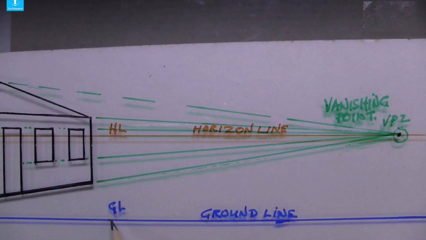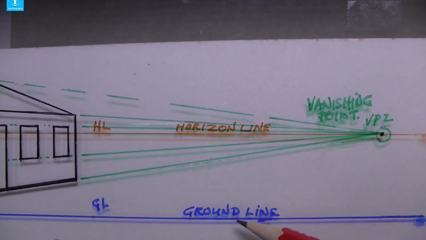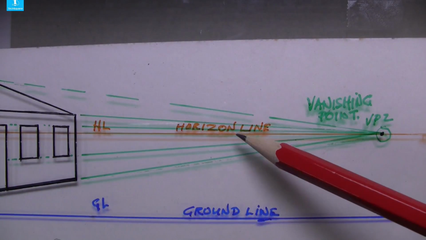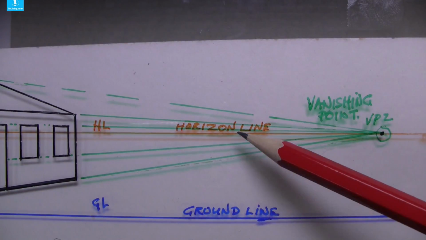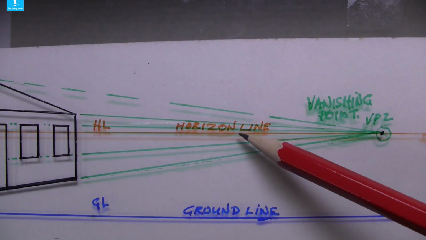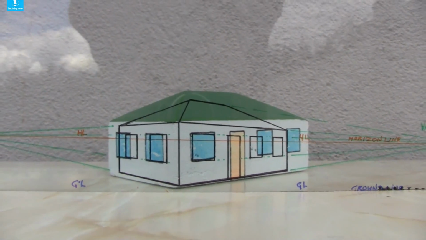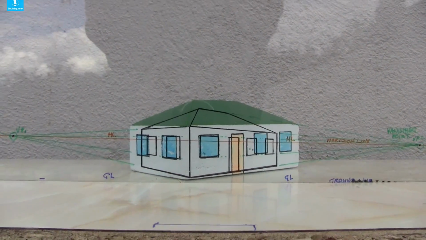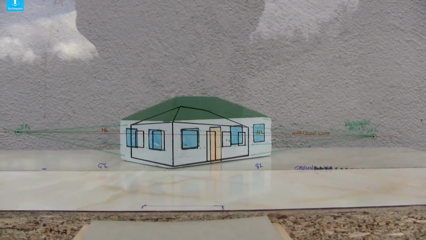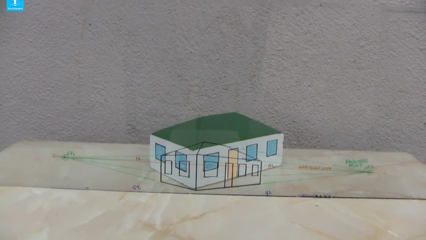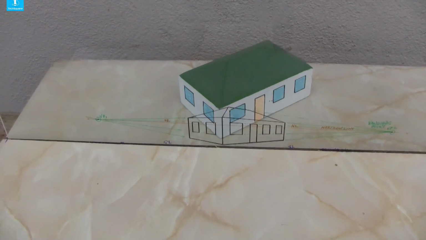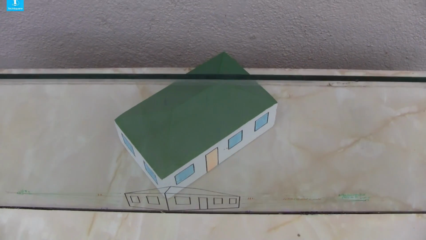The ground line is the line of intersection between the picture plane and the ground, and the height from the ground to the horizon line is the height of the spectator. In other words, the height to the eye level. And of course the vanishing points are always at eye level. This is what we've just drawn here, drawn on the glass. You can see the vanishing points on both sides.